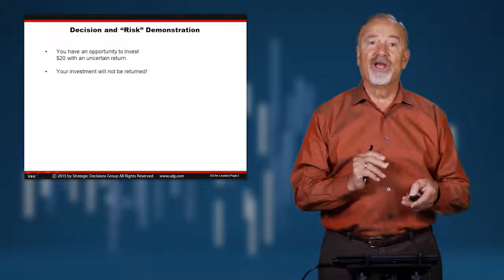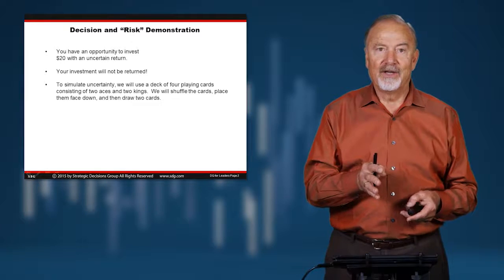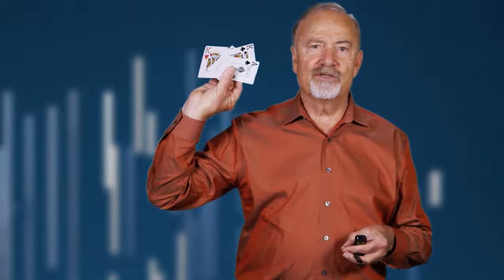Very hard to do in real life. We get attached. We have all kinds of sunk cost fallacies in our decision-making. But it becomes a sunk cost, and assume that once you commit, it's gone. Now, to simulate uncertainty, I'm going to use 4 playing cards. And I have them right here, and they are aces and kings. There are 2 aces and 2 kings.